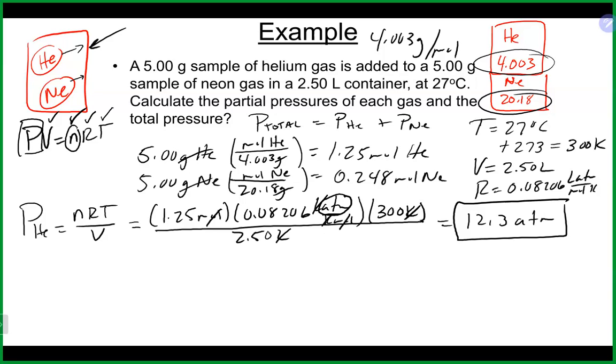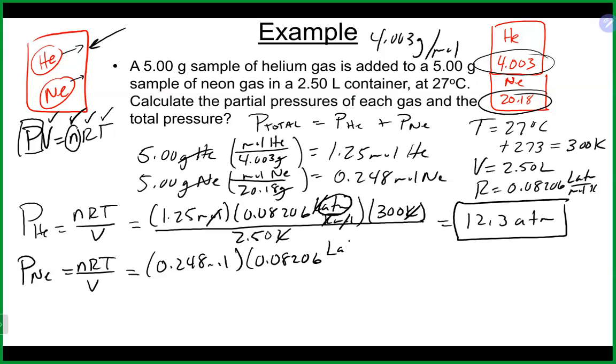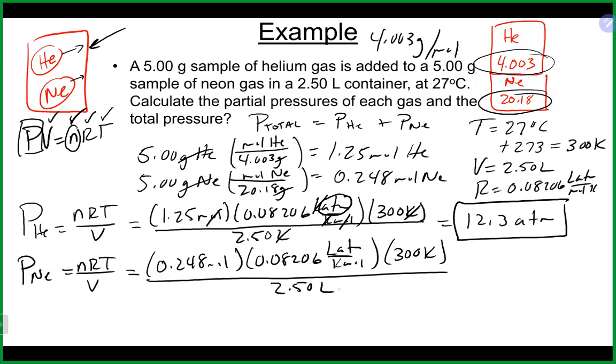We're going to do the exact same calculation, except obviously in this case we're going to do it for neon, which would be nRT over V. Really, the only change is we're going to use the moles of neon in this case. So we're going to use 0.248 moles of neon. We got our 0.08206. Still the same temperature because they're in the same spot, and still the same volume because they're also in the same spot.